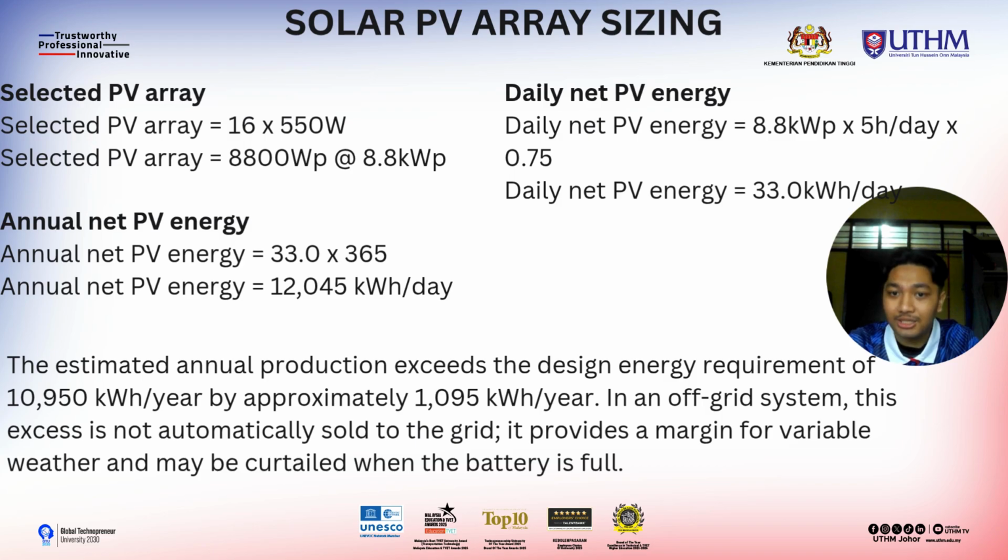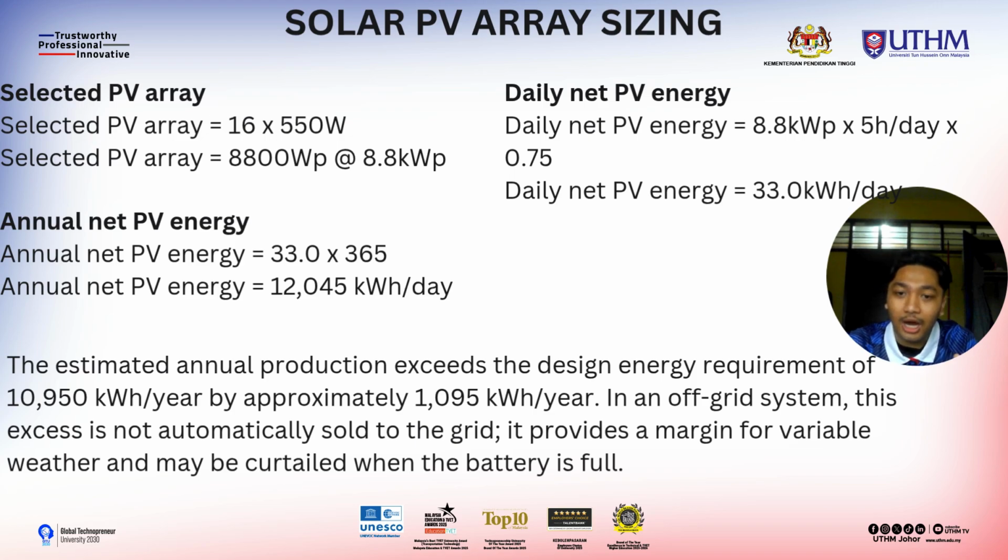We continue with our selected PV array. We select 16 modules. So we multiply the number of selected modules by 550 watt, which gives us 8,800 watt. Next we need to calculate the daily net PV energy, which is the normal solar energy that is used daily. We take the value of the selected PV array, 8.8 kilowatt, multiply by 5 hours per day, and multiply by the derating factor, which is 0.75. So we get a daily net PV energy of 33.0 kilowatt hours per day.